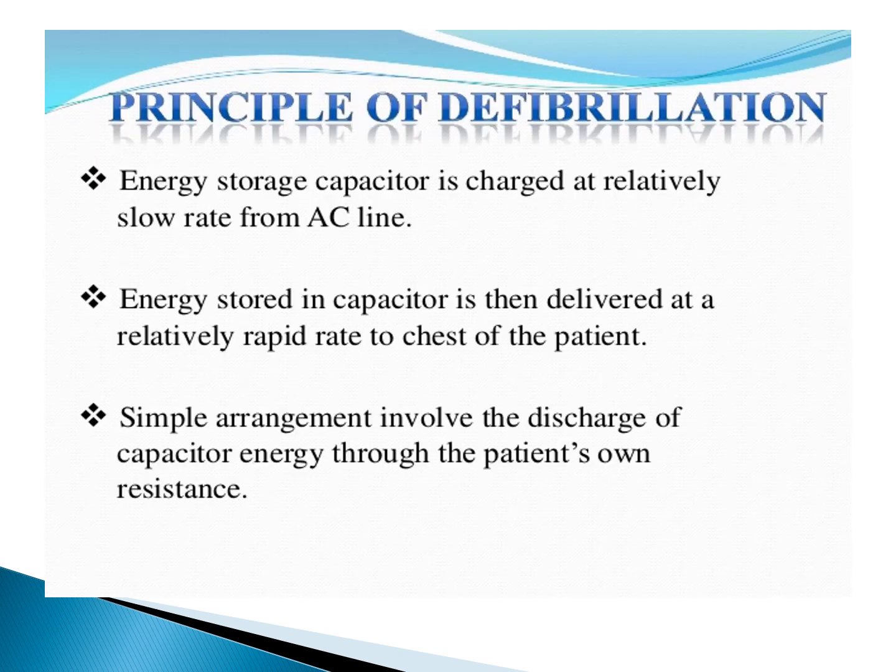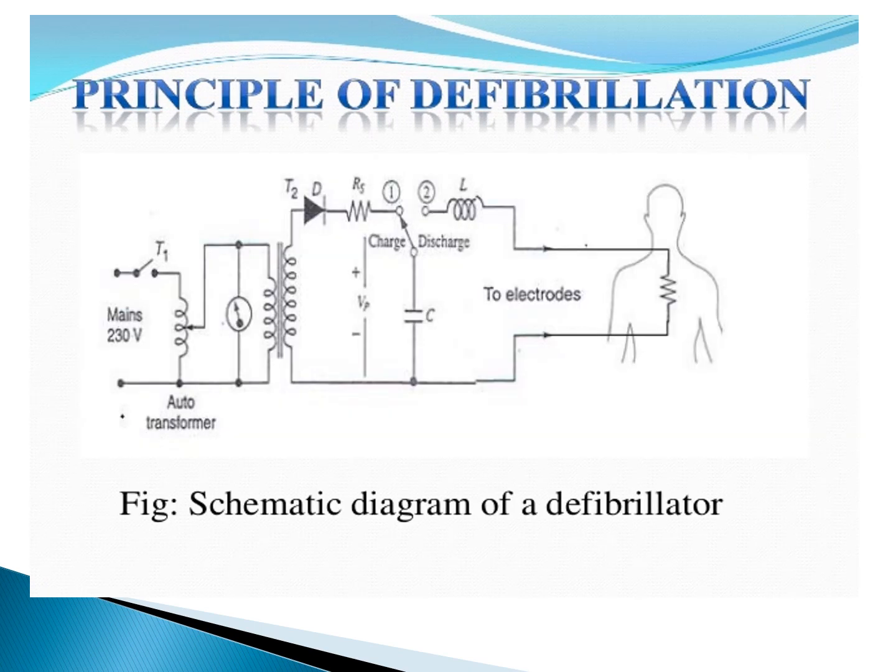Principle of defibrillation: the energy storage capacitor will be charged all the time from the AC line, and the energy stored in the capacitor is then delivered at a relatively rapid rate to the chest of the patient. The simple arrangement involves discharge of capacitor energy through the patient's own resistance. And this is the schematic diagram of how the defibrillator works. The mains, 230 volts, and the energy will be transformed automatically from T1 to T2, and it will be supplied to the defibrillator.